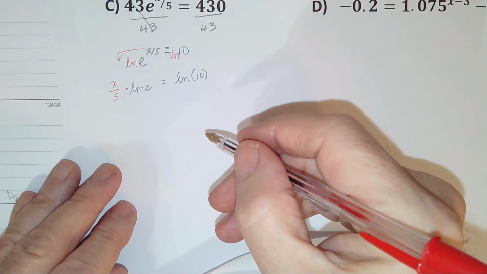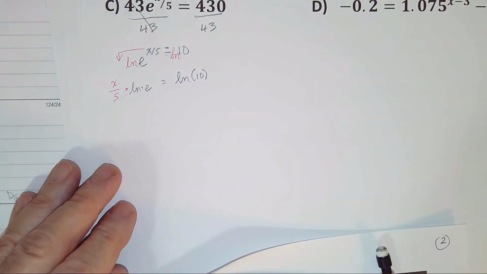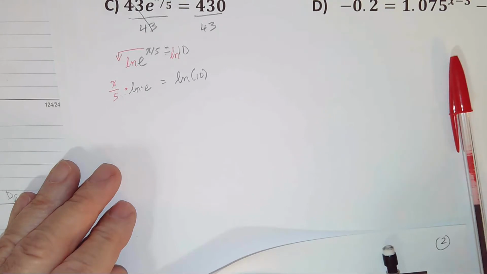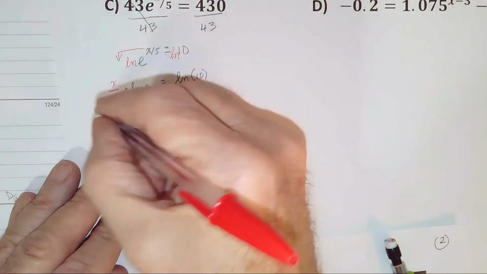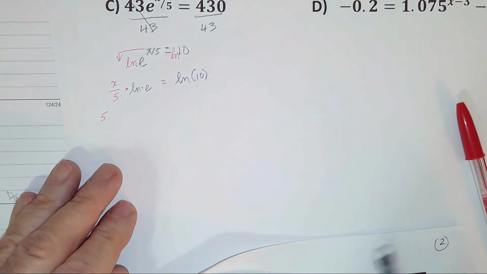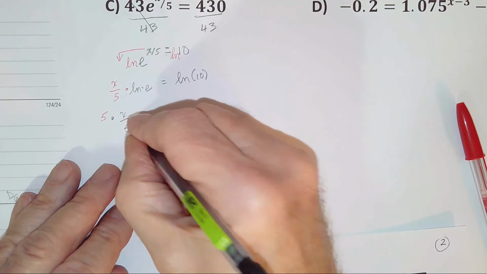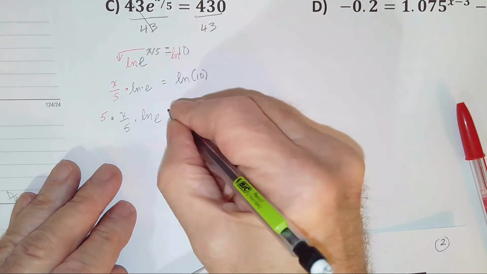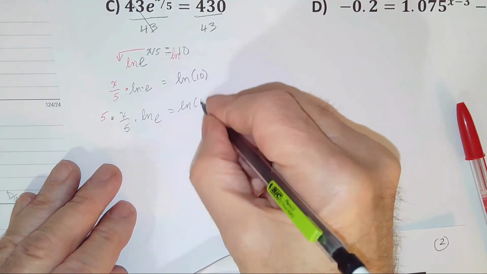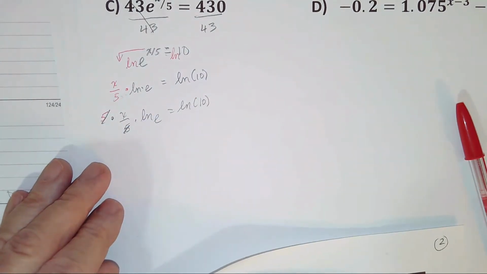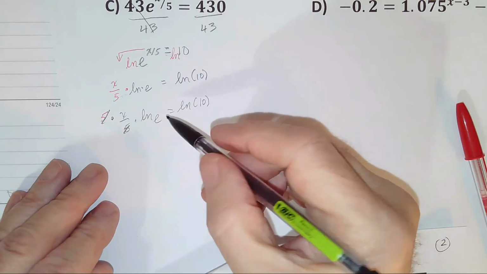And so we're going to do that, and let's just rewrite this. I just was thinking how I wanted to do this. I'm going to write it like this: 5 times x over 5 times the natural log of e equals natural log of 10. All right, so then the 5 and the 5 cancel, and then you have x times the natural log of e. Now the interesting thing about this is the natural log of e.